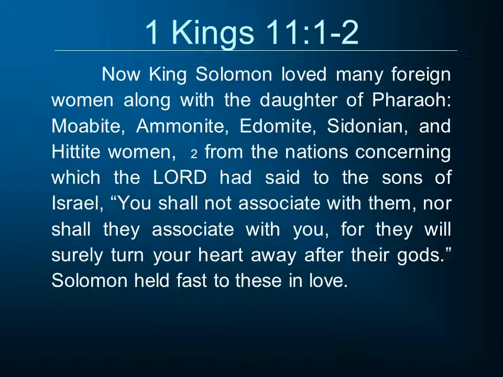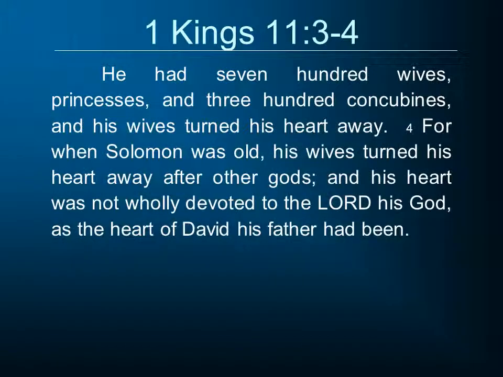We come to Solomon's downfall in 1 Kings chapter 11. Verse 1 says, Now King Solomon loved many foreign women, along with the daughter of Pharaoh, Moabite, Ammonite, Edomite, Sidonian, and Hittite women from the nations concerning which the Lord had said to the sons of Israel, You shall not associate with them, nor shall they associate with you, for they will surely turn your heart away after their gods. And sure enough, that's going to happen because Solomon held fast to these in love. And he had 700 wives, princesses, and 300 concubines, and his wives turned his heart away.